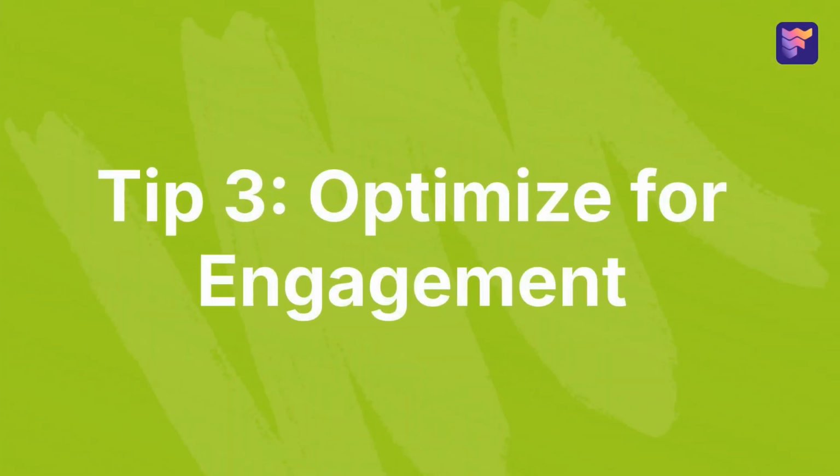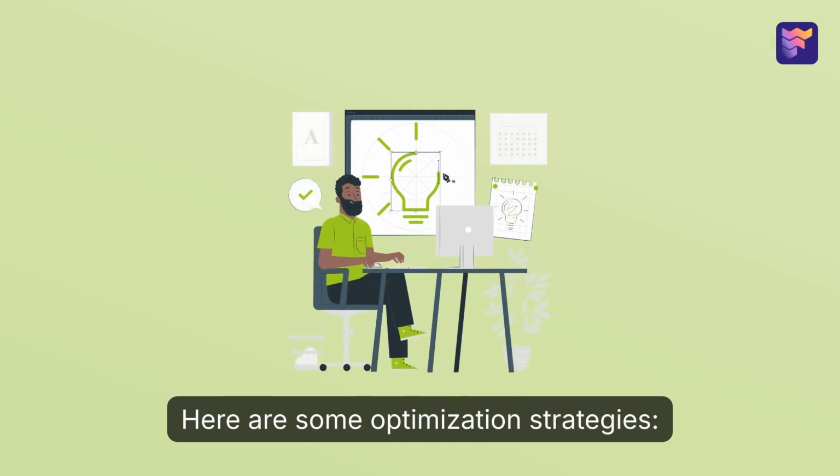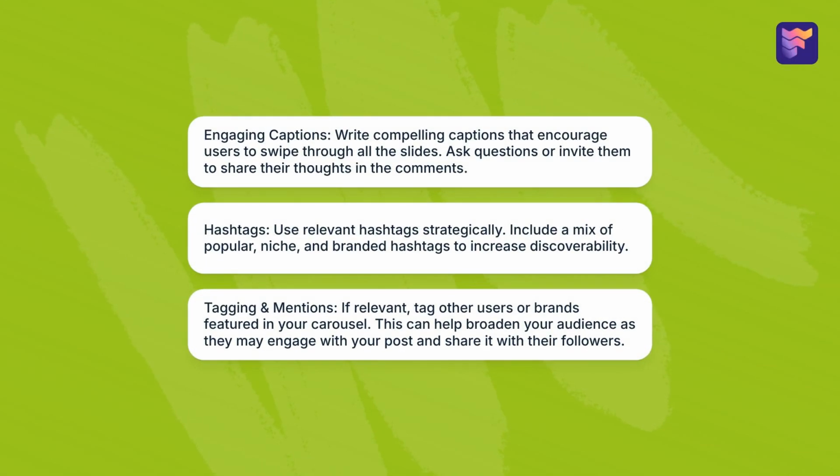Tip 3. Optimize for engagement. Understanding Instagram's algorithm can help maximize your reach. Here are some optimization strategies. Engaging captions. Write compelling captions that encourage users to swipe through all the slides. Ask questions or invite them to share their thoughts in the comments.